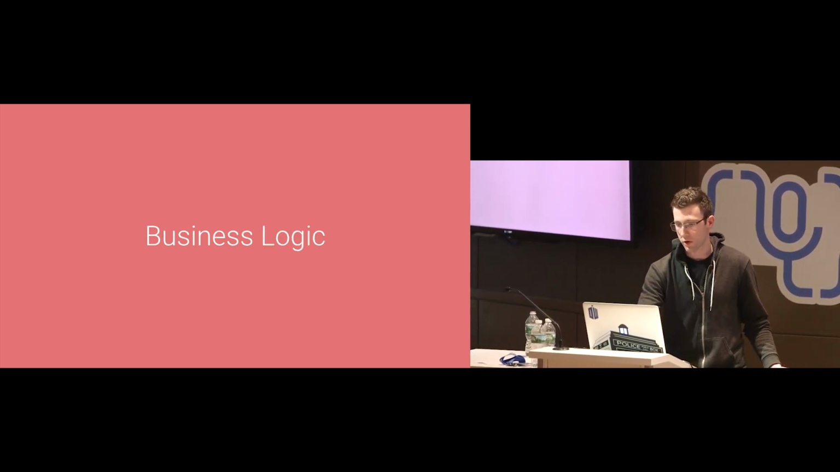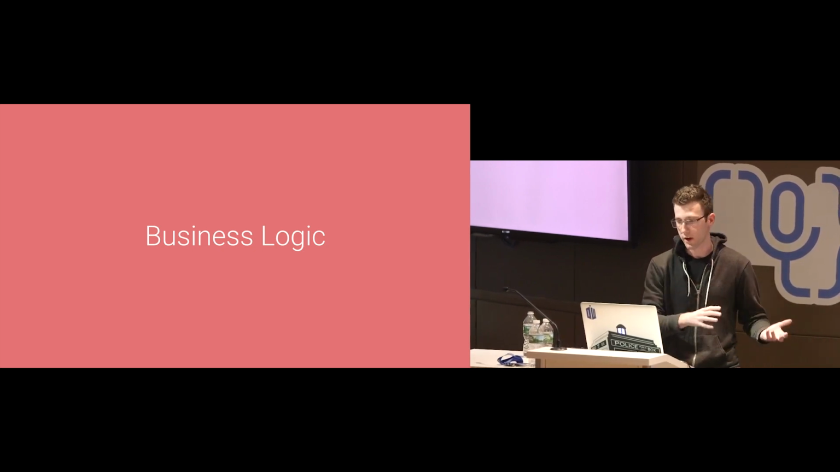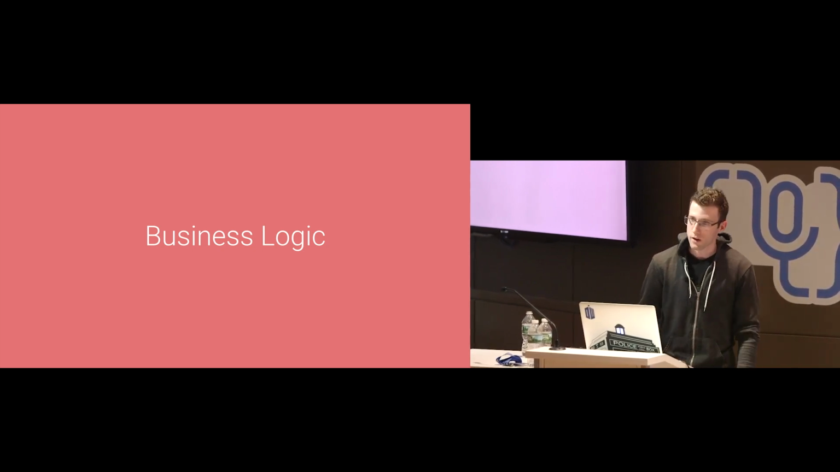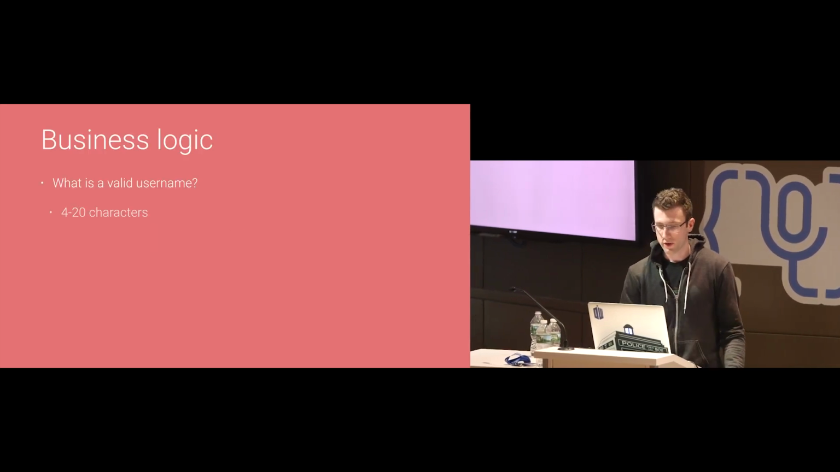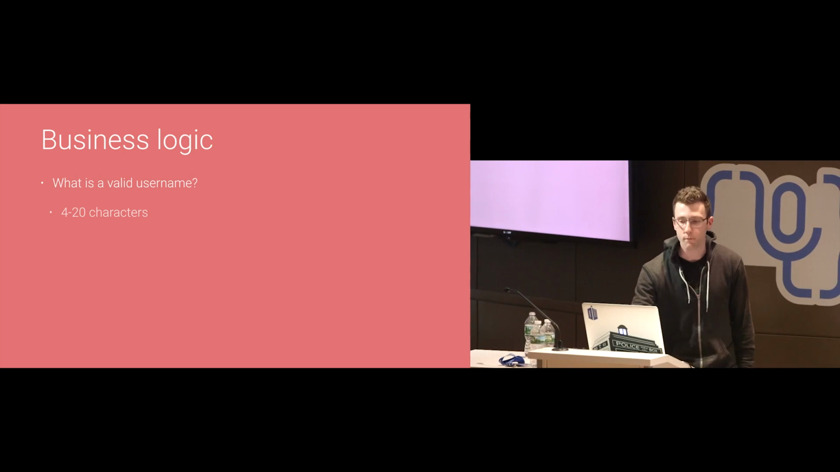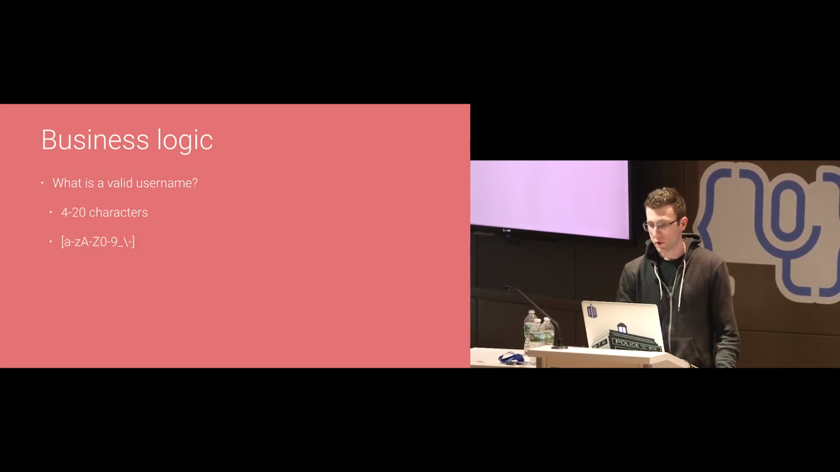This is a term you've probably heard a lot. This is the logic in your app that's related to the business side of things and not the architecture. These are the things that your product and your design team determine. Some examples of this are, what is a valid username? 4 to 20 characters, for example, alphanumeric with support for underscores and dashes.